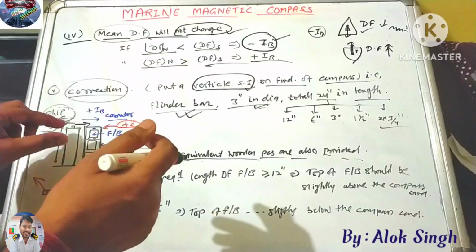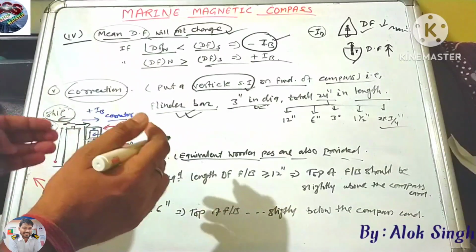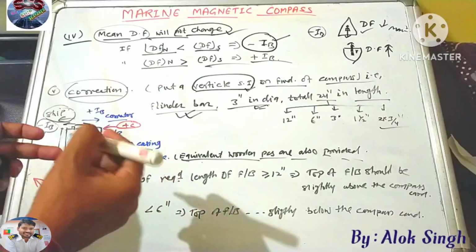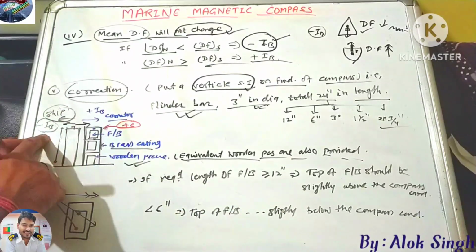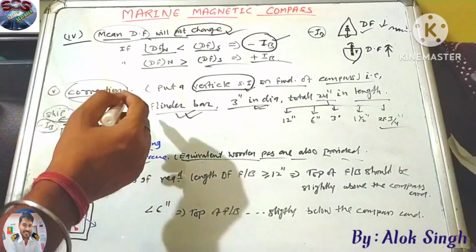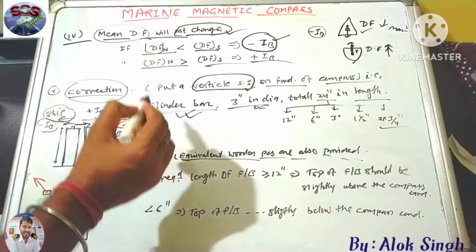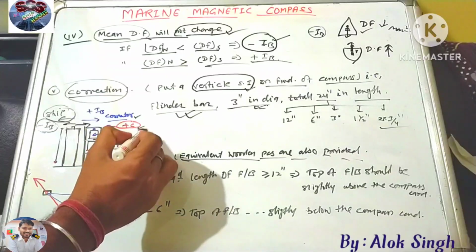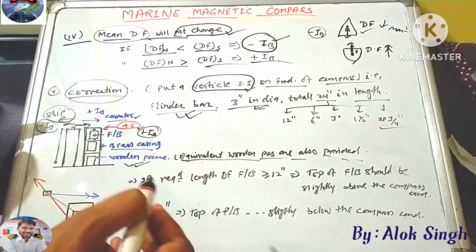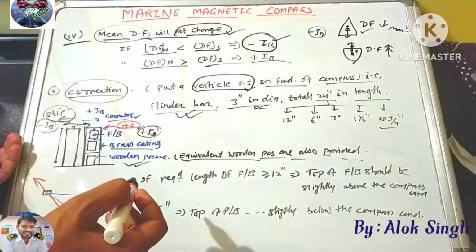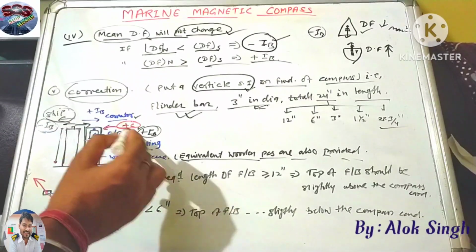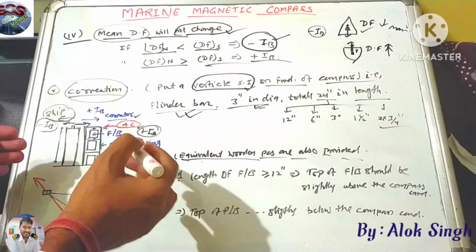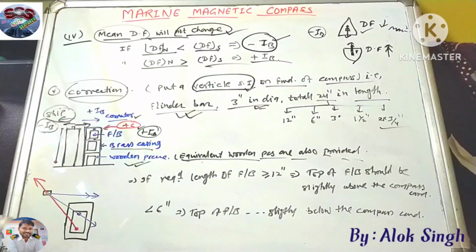So the induction, we have to put that flinder bar in such a way, with the length and everything, that it will just cancel out this minus IB. So this is a corrector which will form plus C, that is plus IB, you can say. So it is cancelling out this minus IB effect with this plus IB effect, and in this way we can correct this minus IB effect.